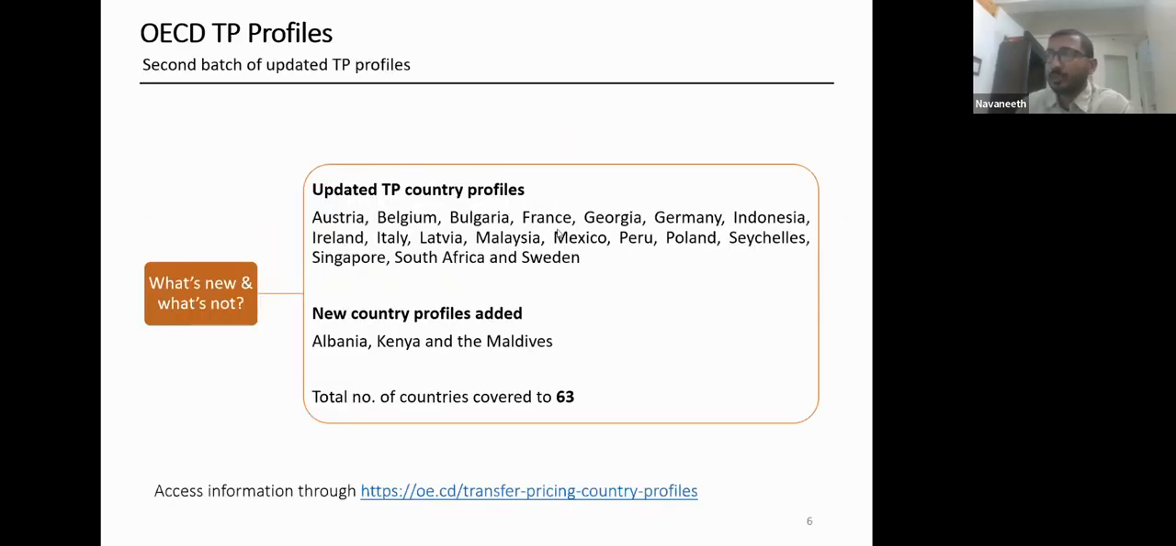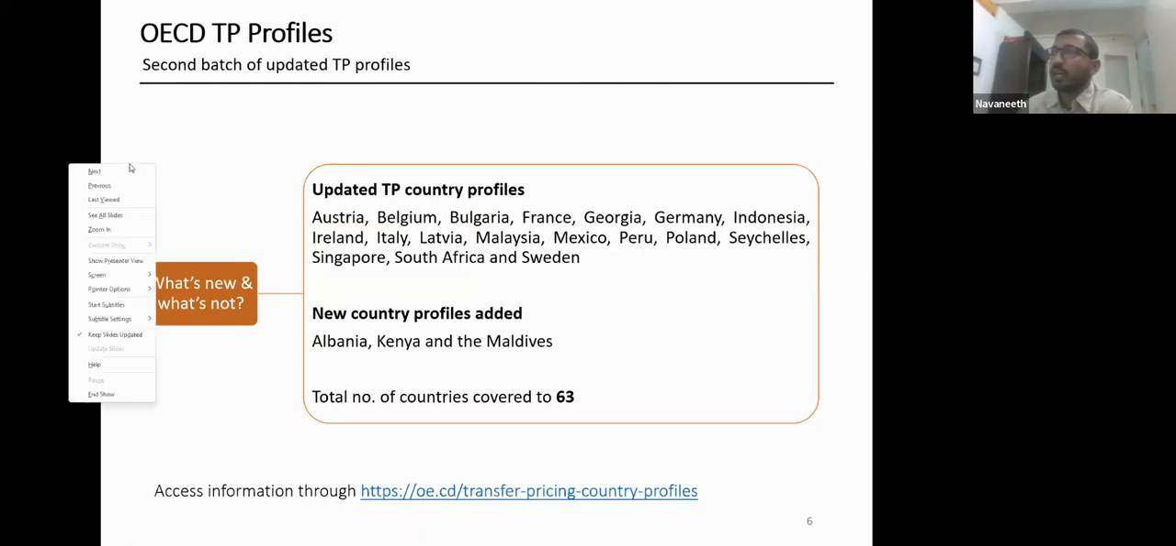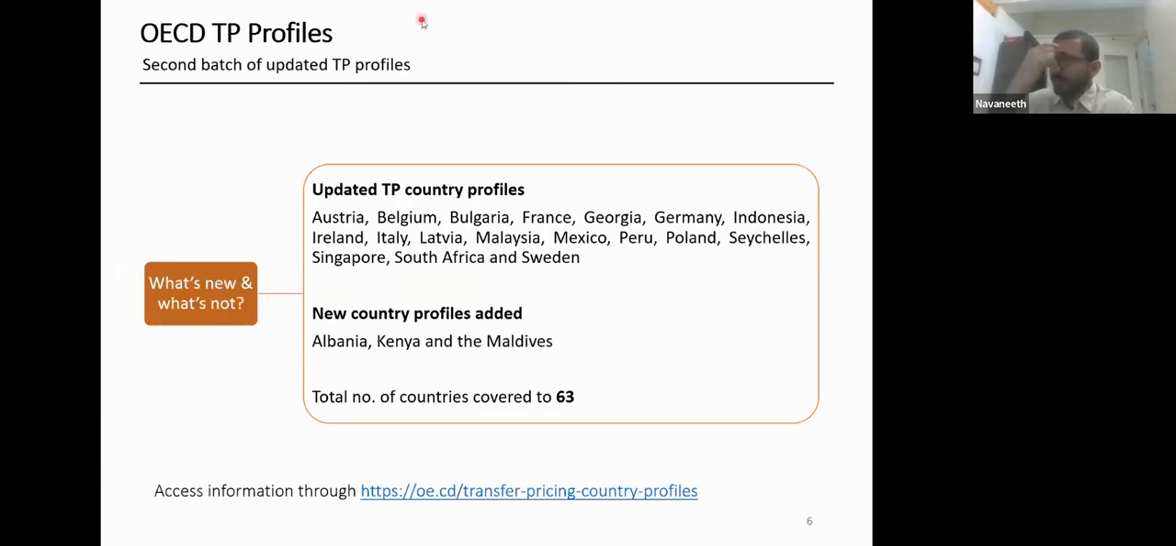An updated document has been released. As on date, profiles for 63 countries are available. There are 3 countries which have been added to the document, and there were a bunch of countries which are listed on the screen in front of you, where updated information has now been made available.